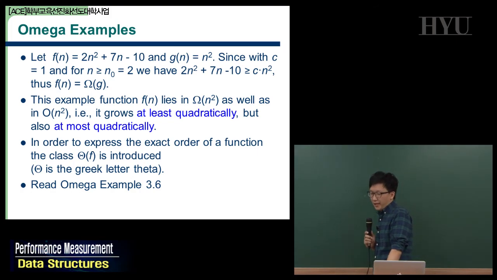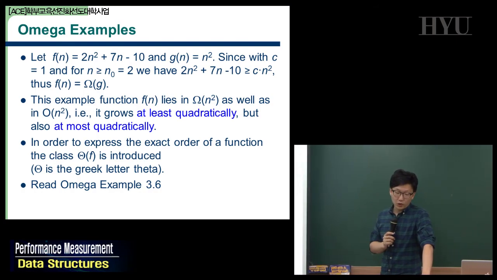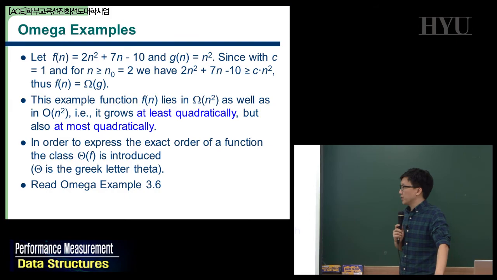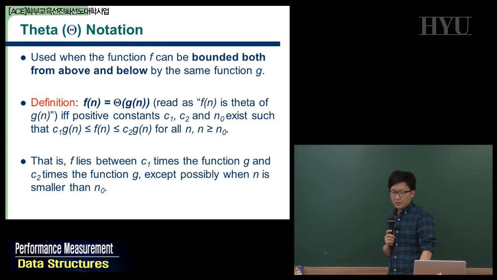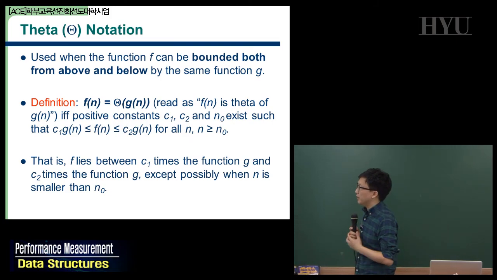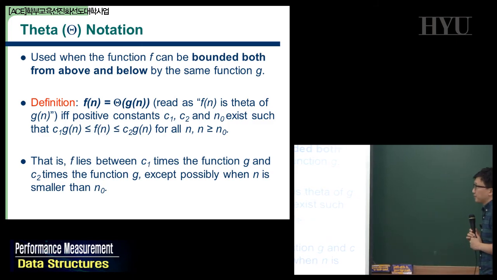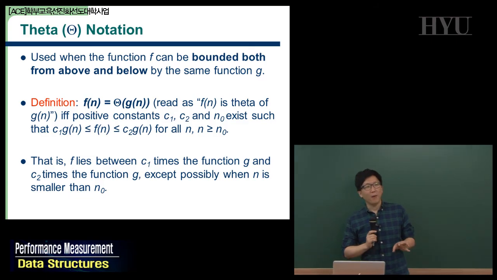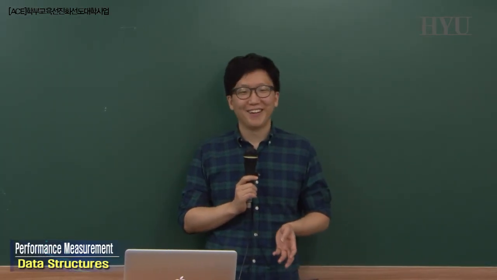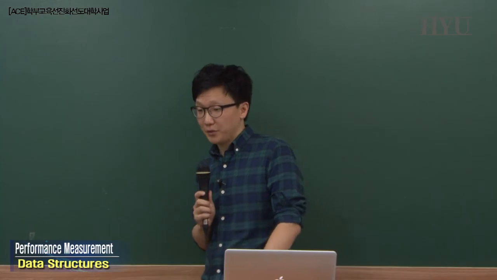This example function f(n) lies in omega of n squared as well as in order of n squared. Then they start introducing theta of n squared. At this point, you know how to define theta functions as well. Something stays in between, so it is above and below. It's a bit obscure, and it's not exact, right? But it should be okay at this level for now.